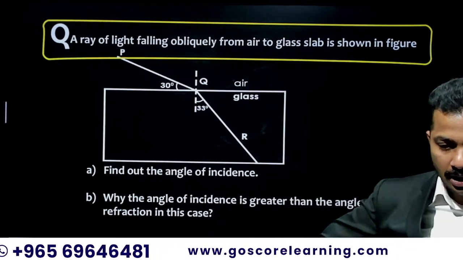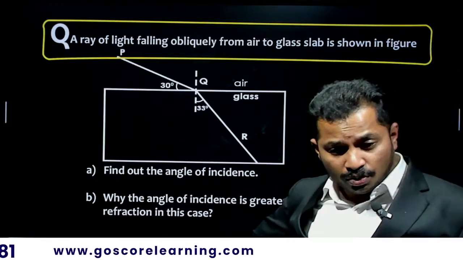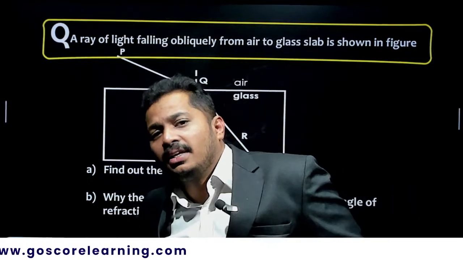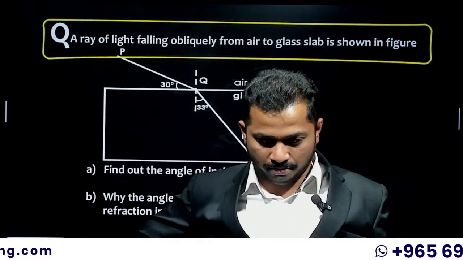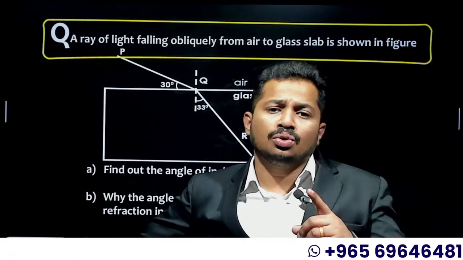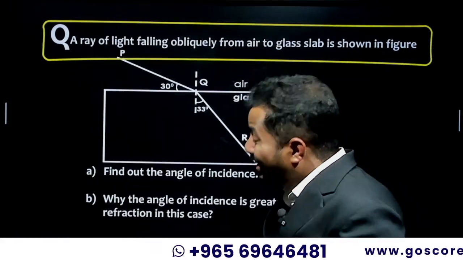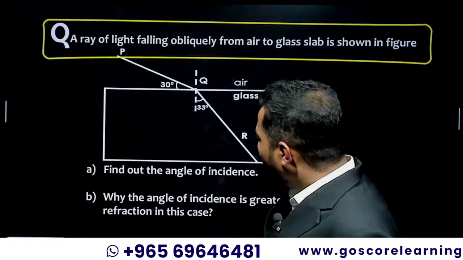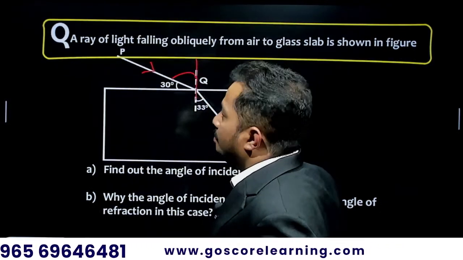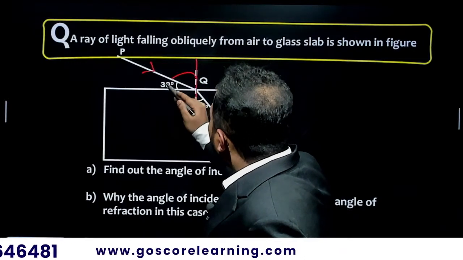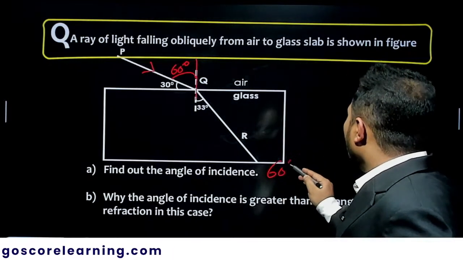Angle of incidence here. I have seen when I give this kind of question to some of the students, they immediately answer, "Sir, 30 degrees is the answer." No. Those who have that kind of attitude, just read the question carefully. What is angle of incidence? Angle between incident ray and normal. Total is 90 degrees, 90 minus 30 is 60 degrees. So angle of incidence is 60 degrees over here.